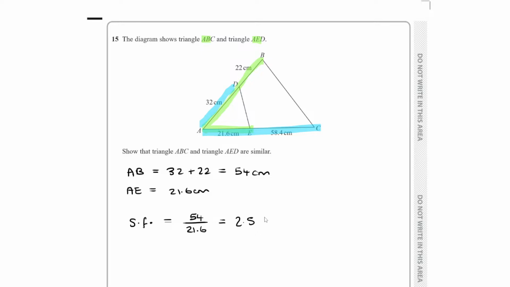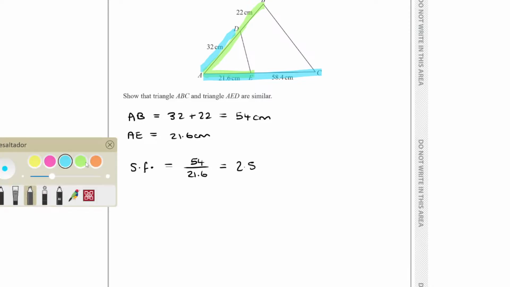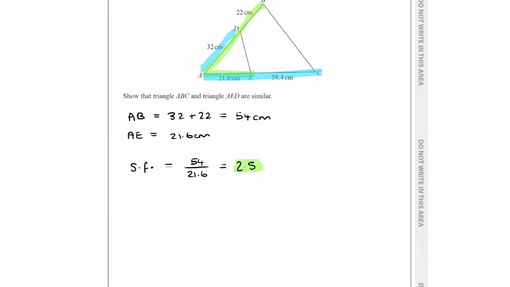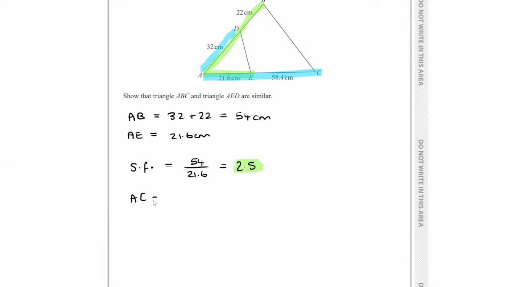That's your scale factor. To prove they're similar, I want to show that I also have the same scale factor. That was for the green, wasn't it? I want to show I've got the same scale factor for the blue sides. So do the exact same for the blue. First I'm going to add them to get the whole of, what was it, AC? Yep. 21.6 plus 58.4. Put that in the calculator, and it gives you 80. Then I'm going to do the scale factor in the same way, dividing the bigger by the smaller. That one matches with AD, which is 32.